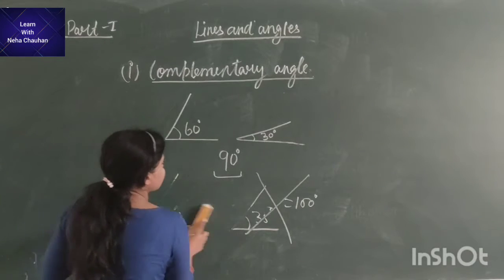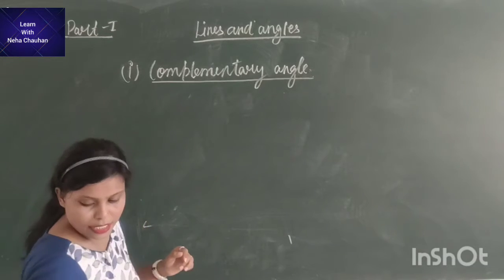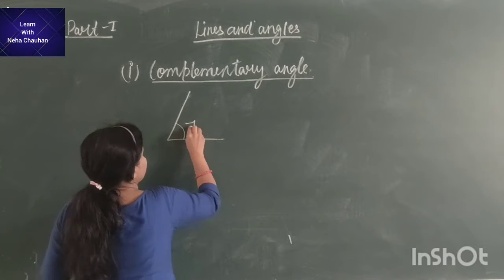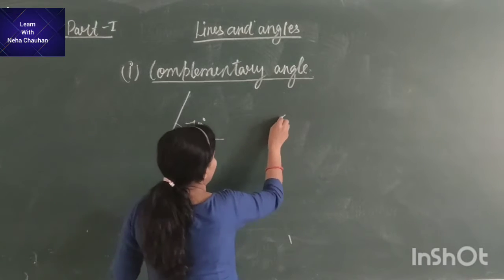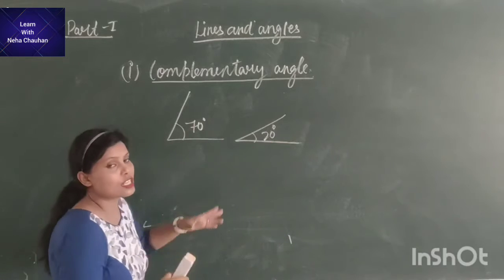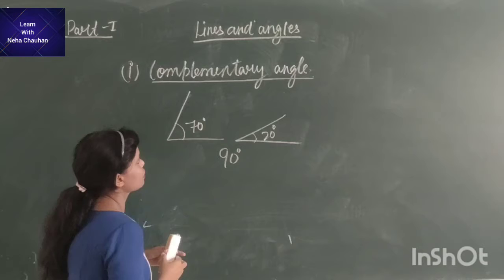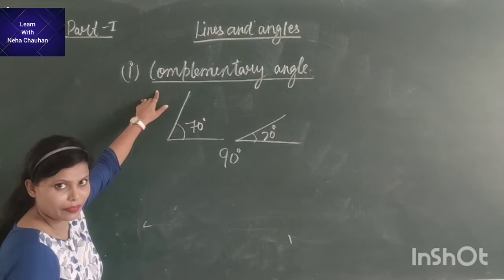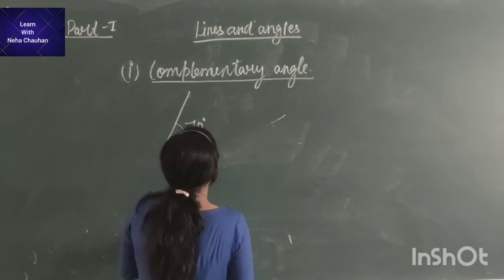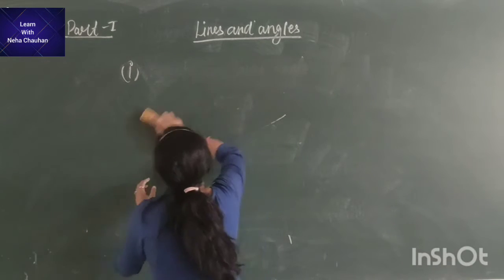Let's take another example also. If I take an angle of 70 degrees and an angle of 20 degrees, the sum of these two is 90 degrees. That means this is also a complementary pair. Let's move to the other pair of angles, that is supplementary.